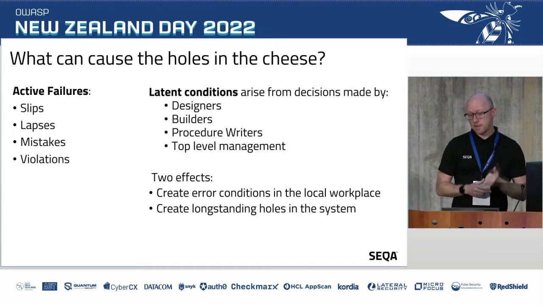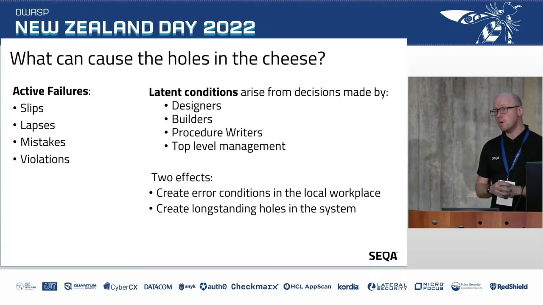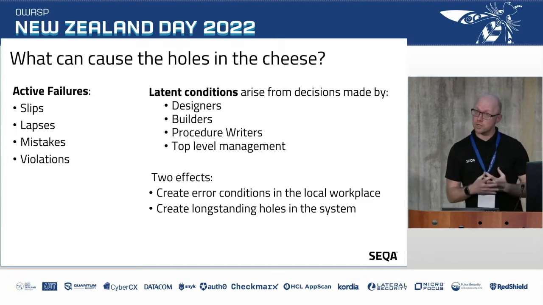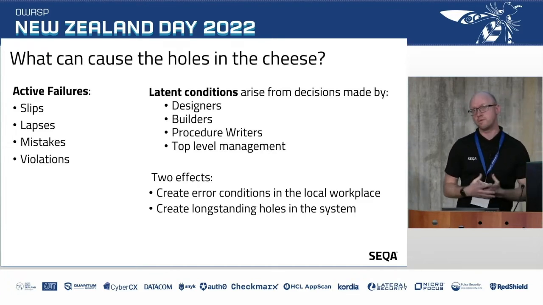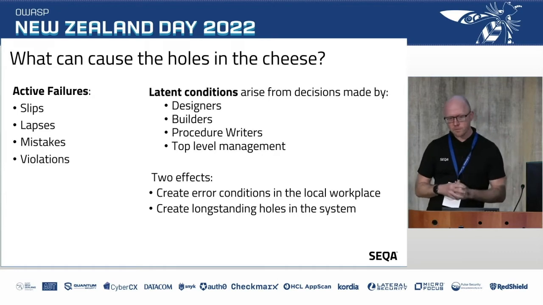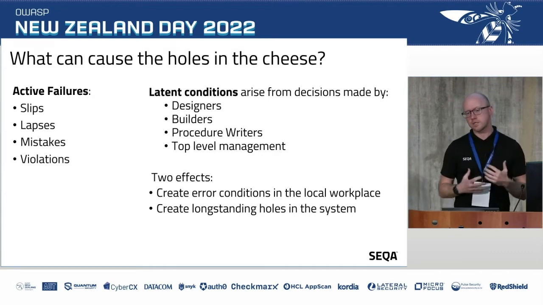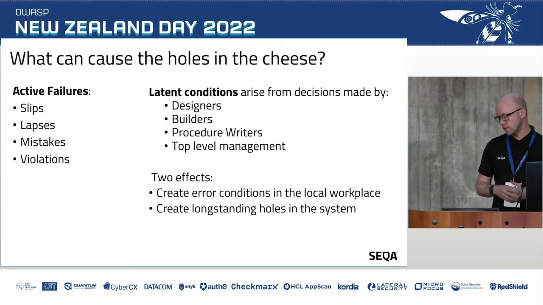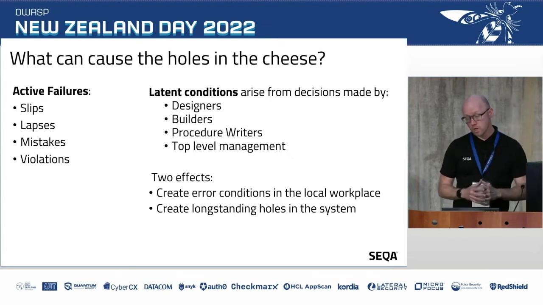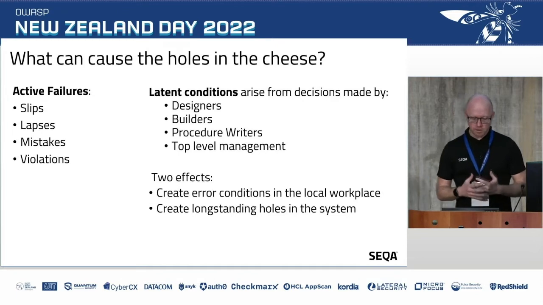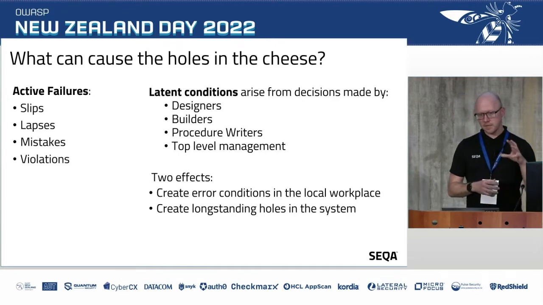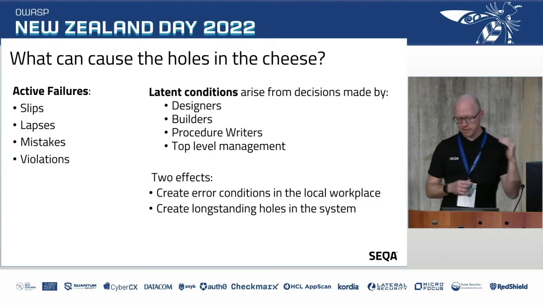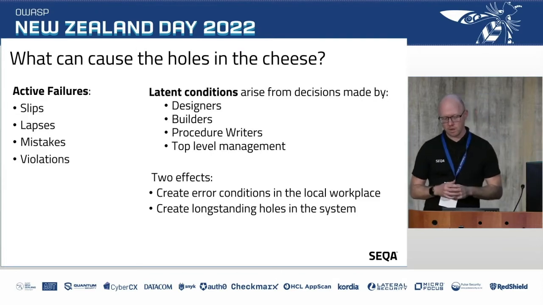So it can be that they create error conditions in the local workplace. So this is things like the time pressures or understaffing, poor supervision, poor communications. Or it can be that they create long-standing holes in the system. So this is deficiencies in design or construction, ineffective equipment, unworkable procedures, untrustworthy alarms or indicators. And these lie dormant in the system until they combine with one of those active failures to create an opportunity for an error to occur.